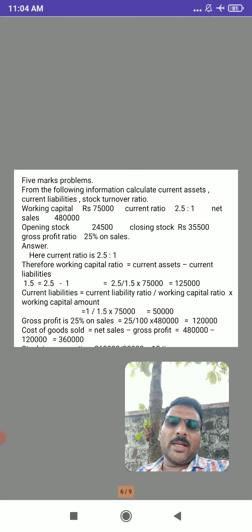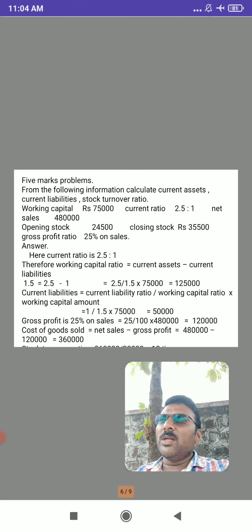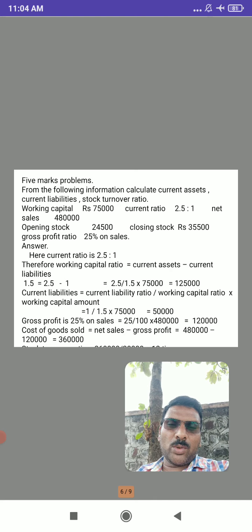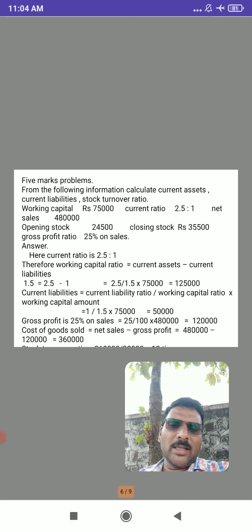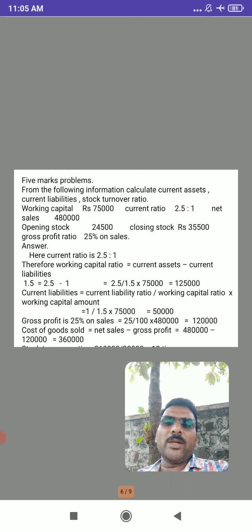So after calculating gross profit, now it is very easy to calculate cost of goods sold. Cost of goods sold equals net sales minus gross profit. So here net sales is given as 4,80,000. If you deduct the gross profit 1,20,000, then we will get 3,60,000 as the cost of goods sold. Now that the cost of goods sold is calculated, it is very easy to calculate stock turnover ratio.